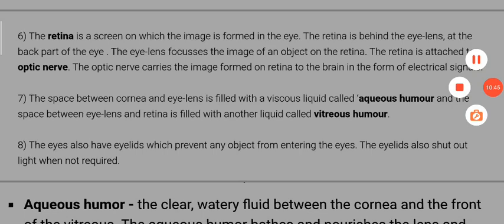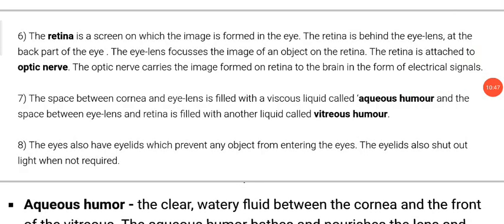I hope you people are understanding. The retina is there to receive the image of the different objects we want to see. First of all, that image is formed on the retina. Then that image is converted into electrical signals and sent to the brain through the rods and cones cells, through the optic nerve.